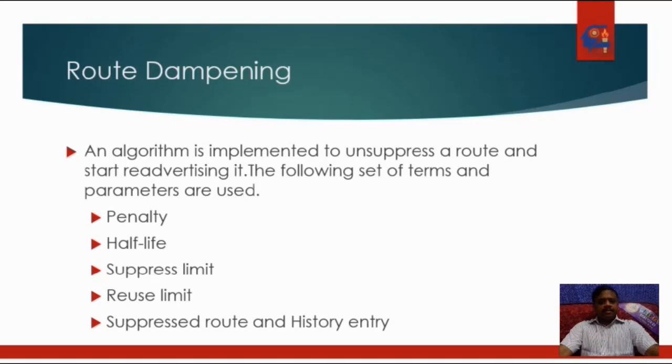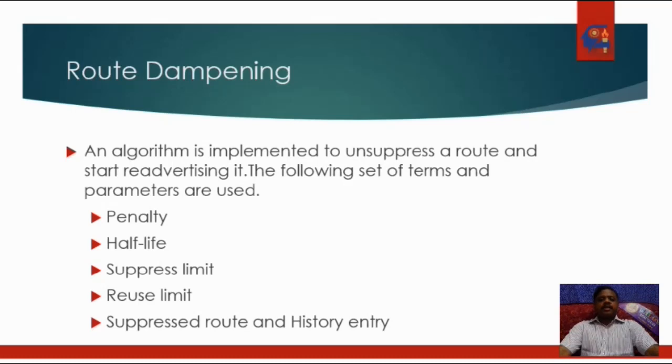Third one, suppress limit. It's again a numeric value that is compared with the penalty. If the penalty is greater than the suppress limit, the route is suppressed. Fourth one is reuse limit, a configurable numeric value that is compared with the penalty. If the penalty is less than the reuse limit, a suppressed route that is up will no longer be suppressed. Finally, suppressed route, a route that is not advertised even if it is up. A route is suppressed if the penalty value is greater than the suppress limit.